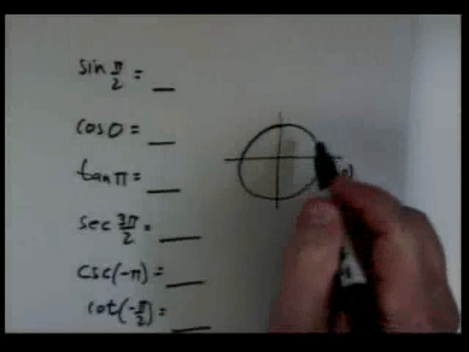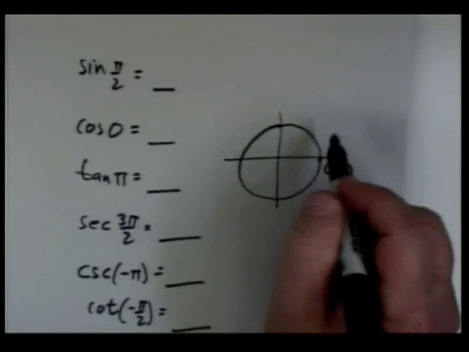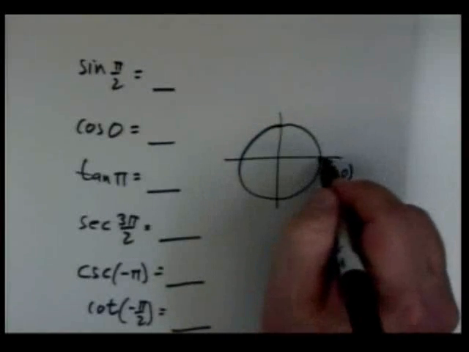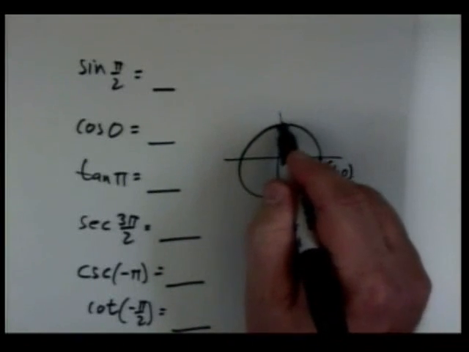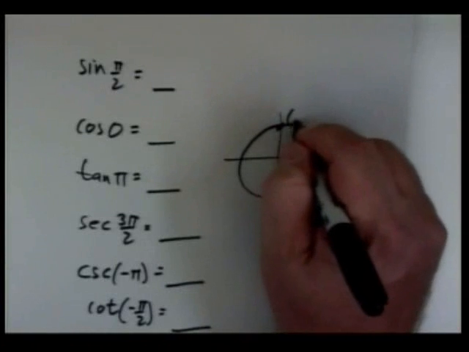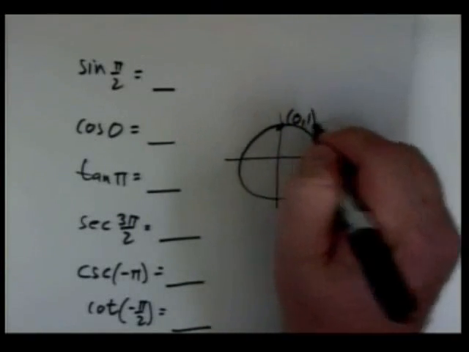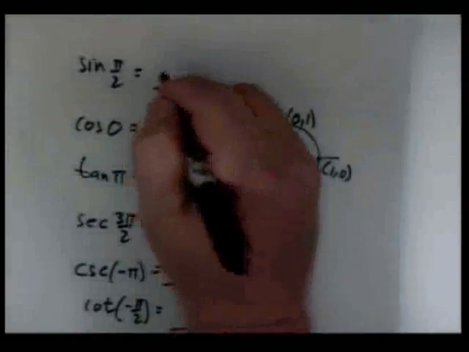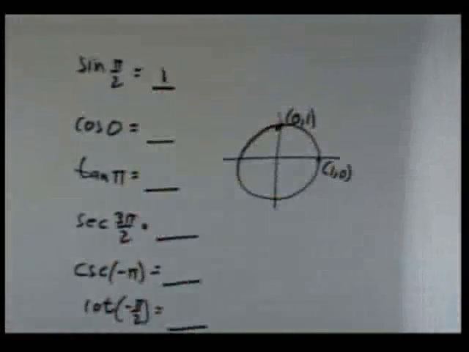Now, pi over 2, let's see. All the way around is 2 pi, halfway around is pi, so pi over 2 would take me right there, and the coordinates of that point are 0, 1. On the unit circle, the sine is the y coordinate, and so the sine of pi over 2 is just plain 1. That's all there is to that.